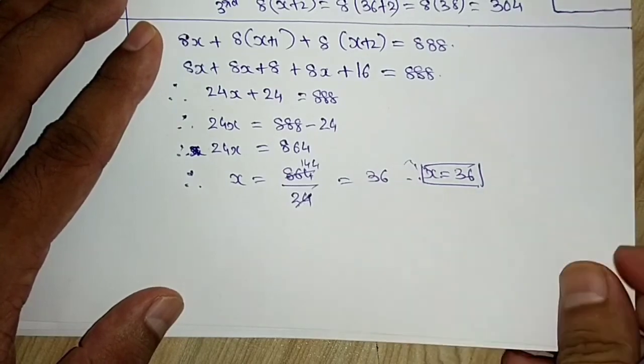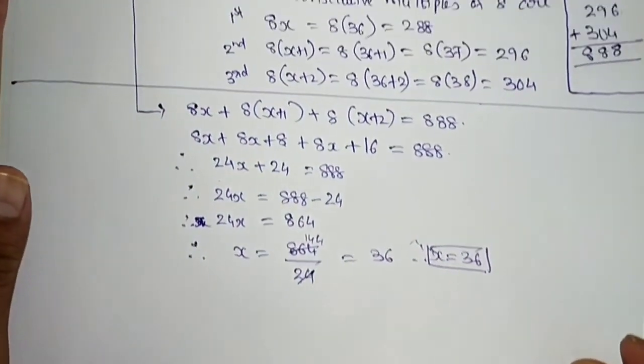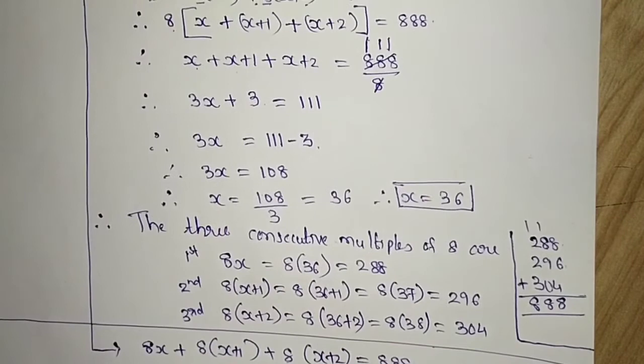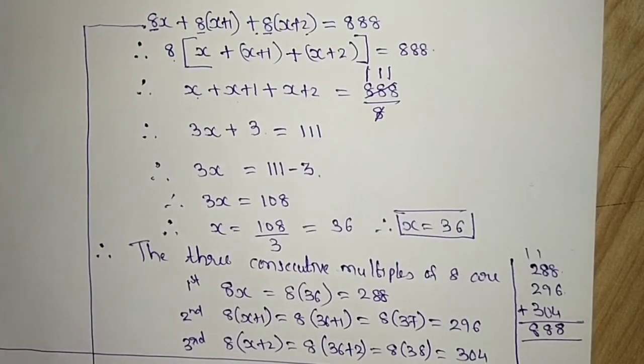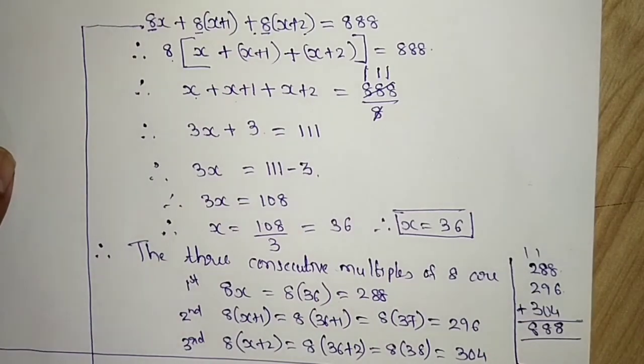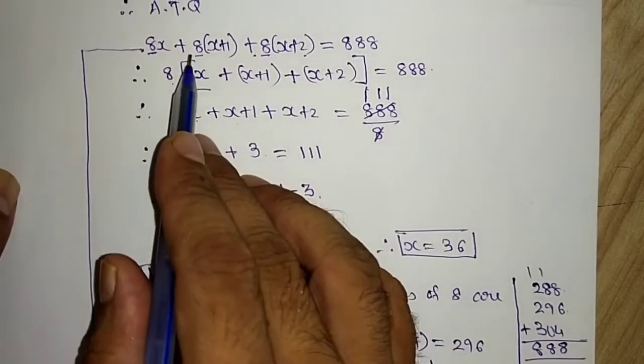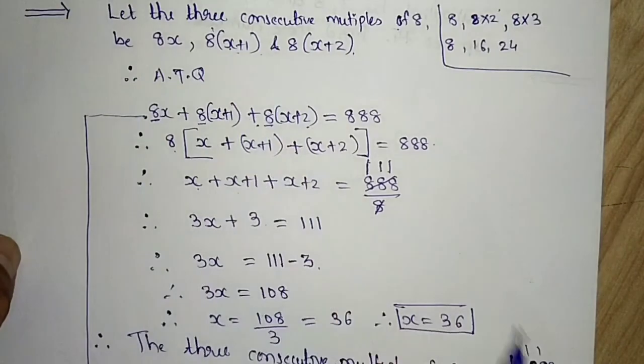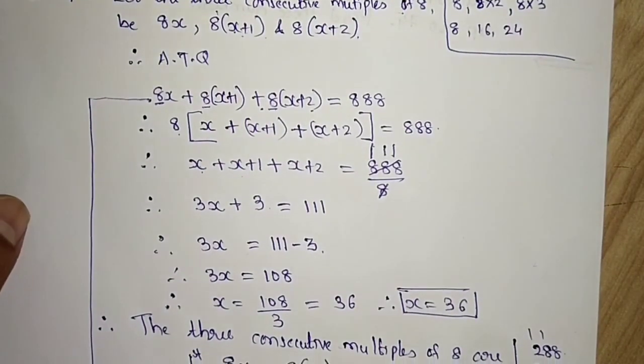So you can solve either this way or the previous way which I have shown you. Both ways you will get x is equal to 36 and then you have to put it in these values which we have taken and you will get the answer.